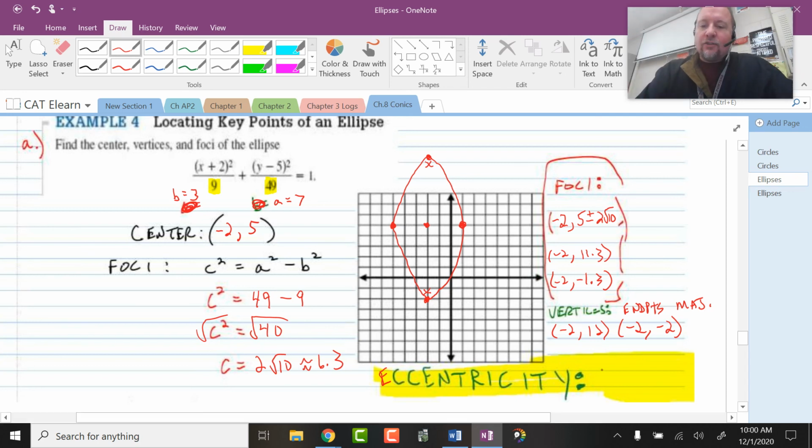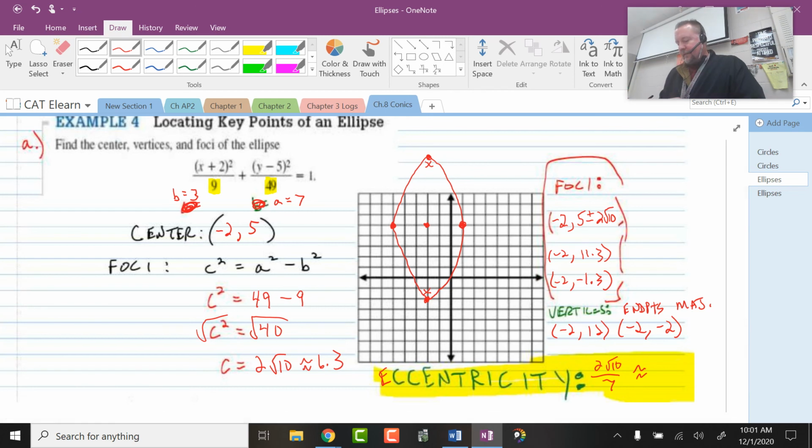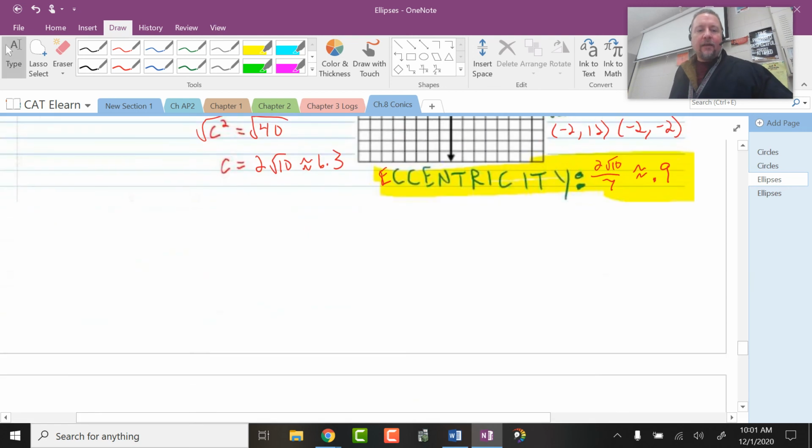All right. And then eccentricity is C over A. So C is that 6.3 value or 2 root 10, over A, which is 7. And then I'll get the approximate to prove that this is close to 1. So 6.32 divided by 7 is 0.9. There you go. So there's an eccentricity that's really close to 1, and look at how ovular that is. All right, so again, that's why we want to find eccentricity. Okay, that's it for that.